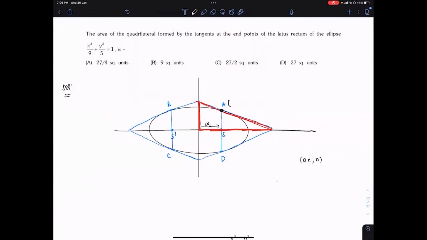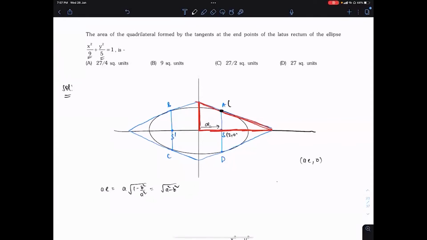Actually, if you see, ae is nothing but a times root 1 minus b square by a square, which is root over a square minus b square. So how far is the focus from the center? Root a square minus b square. Root 9 minus 5. What is root 9 minus 5? Root 4, 2. So this focus is (2, 0). So the x coordinate of focus is 2.